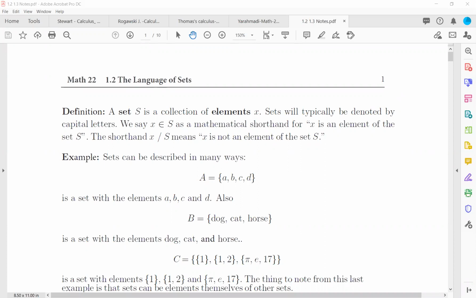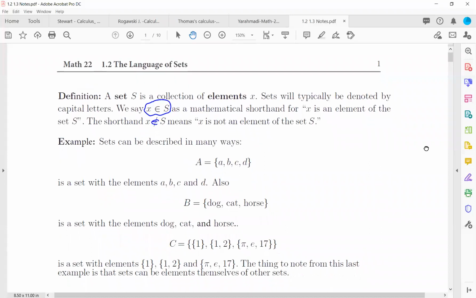So we say that an element like X is a member of a set, and we denote it by X belongs to S. So the notation that you use to show that one element is a member of a set is "belongs to". If that element is not a member of the set, you just write X does not belong to S. It means that X is not a member of set S.